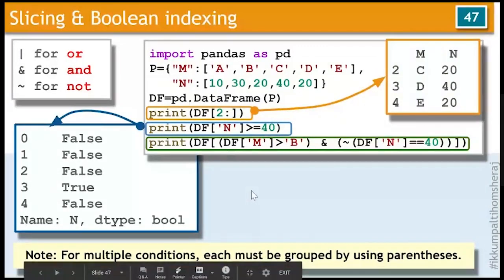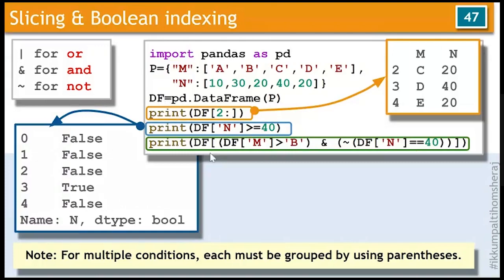The second example which you see here in the Boolean indexing is I have a df data frame. Inside that, in the square bracket, I am putting two conditions. First condition is wherever the M column is greater than B. M column greater than B means C, D, E. And df N is equal to 50, and in front of it there is a tilde, that means is not equal to 40. That means I am left with only these two, that is C with 20 and E with 20.